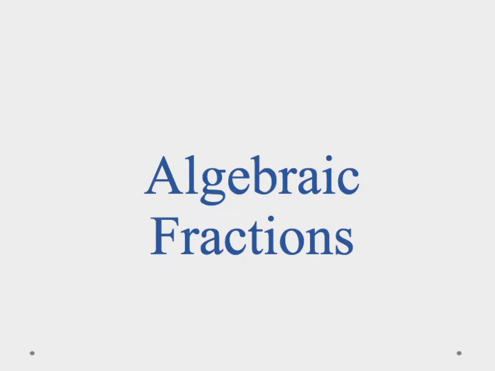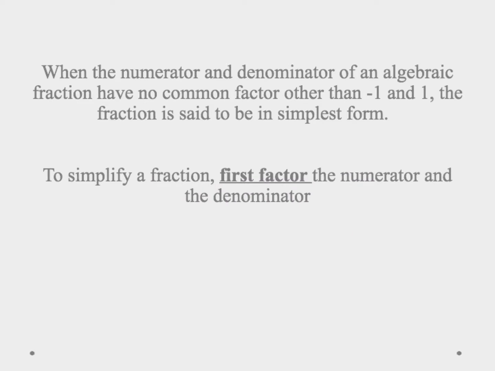Today we will be learning about algebraic fractions. When the numerator and the denominator of an algebraic fraction have no common factor other than -1 and 1, the fraction is said to be in simplest form. To simplify a fraction, first factor the numerator and the denominator. I'll show you what that means in just a moment.